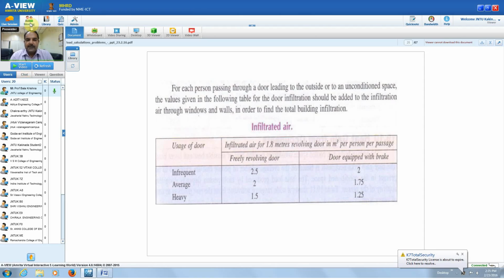This is the usage of a door that you open and close frequently, and at this time the infiltration of air is 1.8 meter cube per person per passage for a revolving door, a freely revolving door, and a door equipped with brake. So like this way you can calculate the infiltration load.